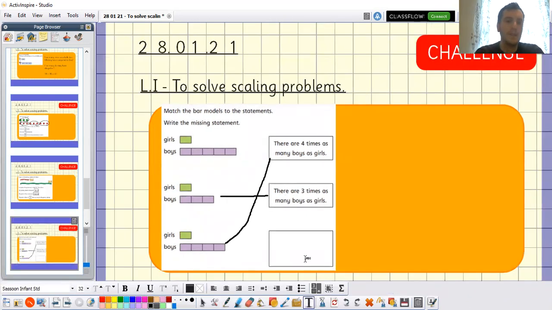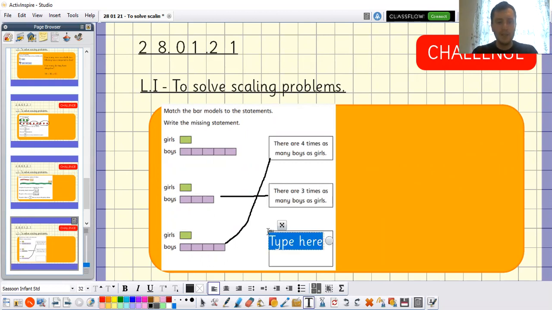The last one, we haven't got a statement for it yet, so we need to come up with our own statement. Can you have a think about that? Maybe you could jot a statement down for that last question. How many boys are there compared to girls? Think about the number of blocks. There's 1 here, there's 5 here. Pause the video there, write down a statement, and then we'll go through it in a moment.